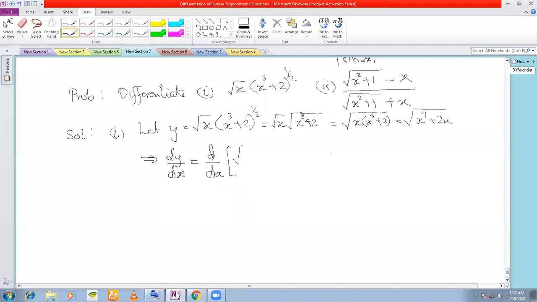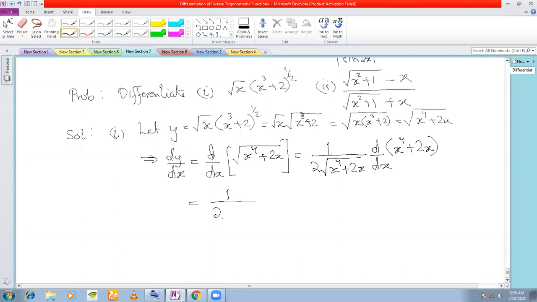So I'll simply differentiate root over of x to the power of 4 plus 2x. First differentiate the radical. Get 1 by 2 root x to the power of 4 plus 2x into ddx of x to the power of 4 plus 2x. Okay, so this is 1 by 2 root. This is x to the power of 4 plus 2x.